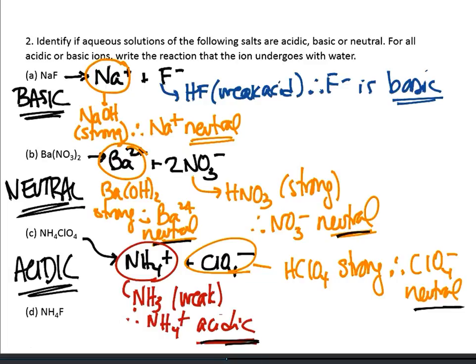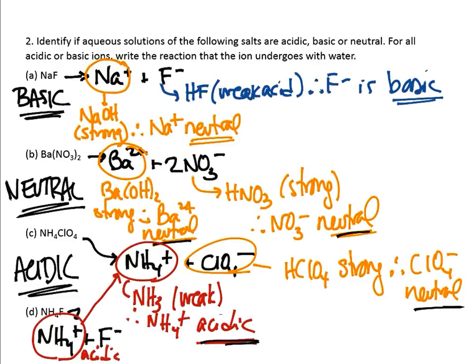Finally, we have a salt that's more complex because we have an acidic cation, NH4+. We saw that in part C. And we have a basic anion, fluoride, which we saw in part A. In order to decide if it is acidic, basic, or neutral, we need to calculate Ka and Kb. We're going to compare their relative magnitudes.